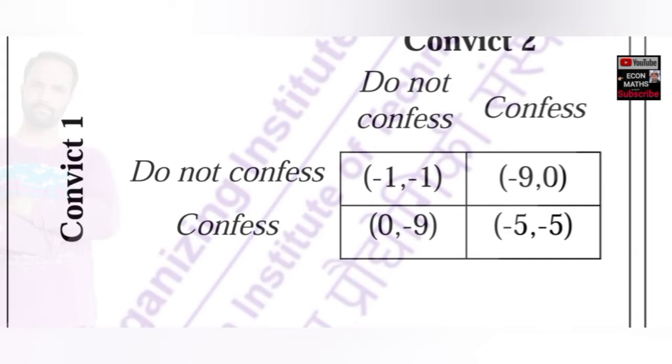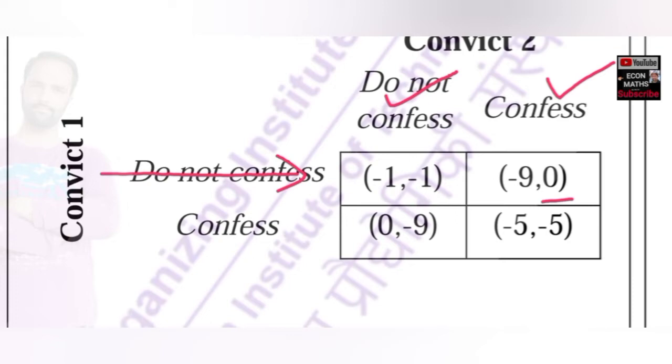Okay, let us see what happens if convict 1 does not confess. In this case convict 2 has two options, either do not confess or to confess. Do not confess gives him -1 as payoff. To confess he gets 0 as payoff. Obviously convict 2 will choose 0 because 0 is greater than -1, so convict 2 will choose to confess here.